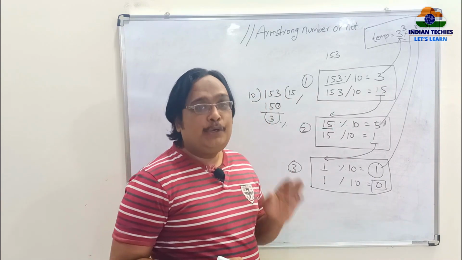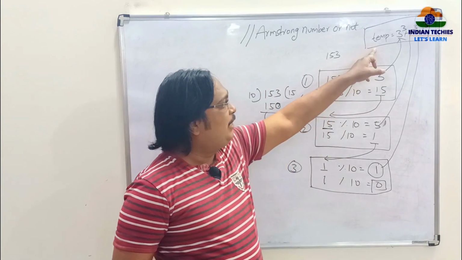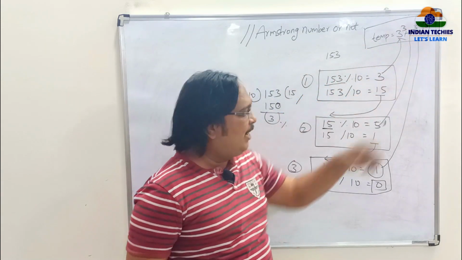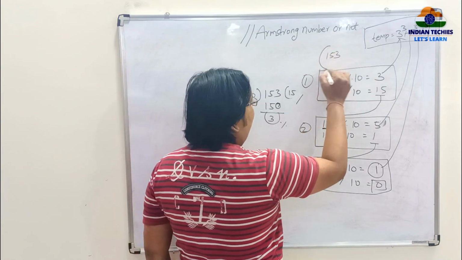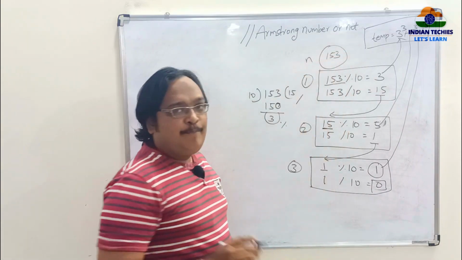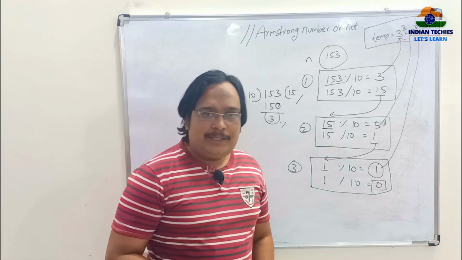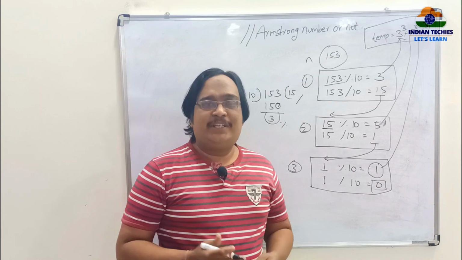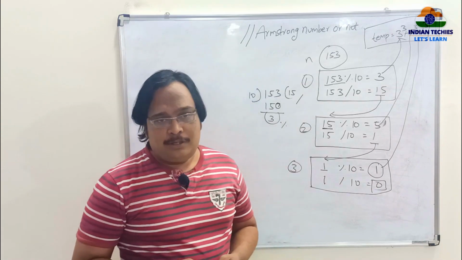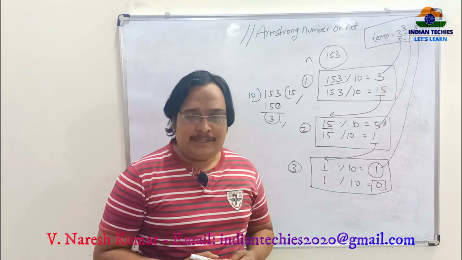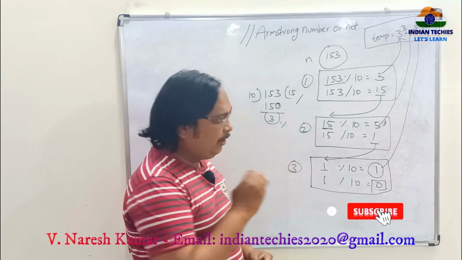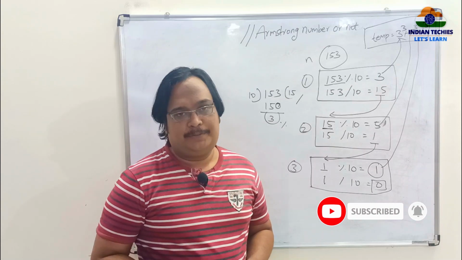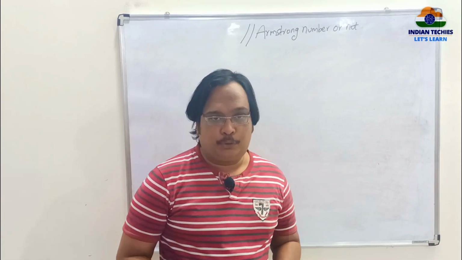Before printing, you have to check this value, which is 3 cube plus 5 cube plus 1 cube. If that value and the given value in n are matching, then you say that it is an Armstrong number. If both are not matching, then you say that it is not an Armstrong number. This is how we perform the logic. Now we will see a program to implement this concept. Now let's see the program.